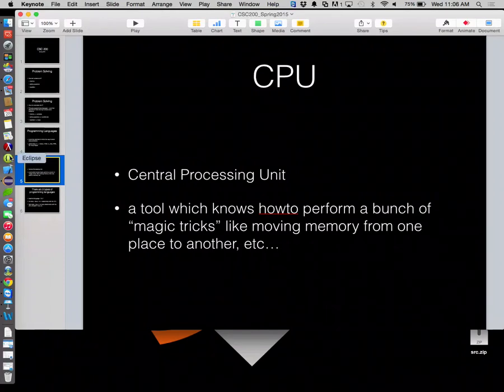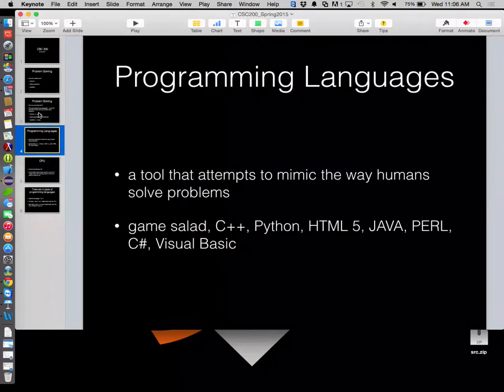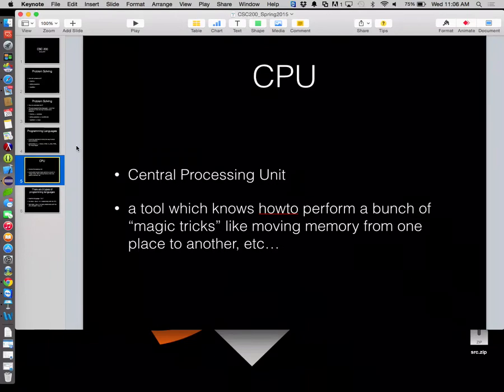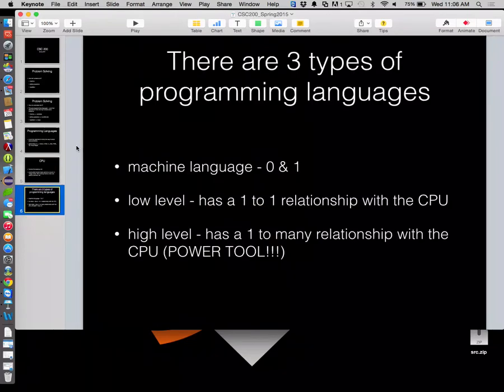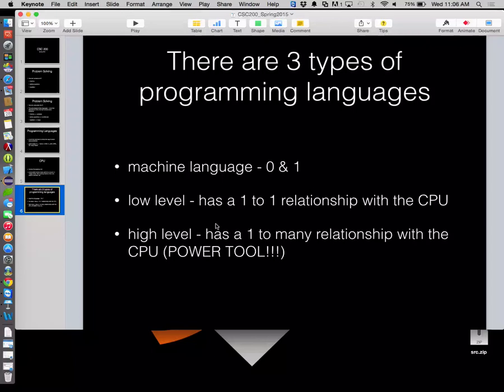All right. So let's pick up where we left off last time. We had finished talking about the CPU, how it's kind of the central component of our computer that knows how to do a bunch of magic tricks. Let's see what we were doing before that. Okay, and then we started talking about different kinds of programming languages, and the first one is machine language, the zeros and ones, and we talked about that's not really human-centric.